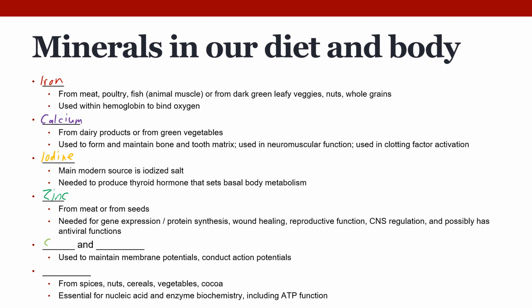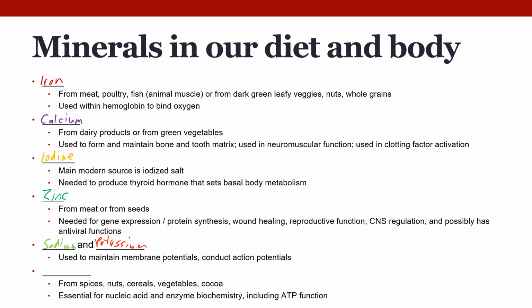We have sodium and potassium that serve opposite roles in maintaining membrane potentials. Sodium rushes in during an action potential, potassium rushes out. You remember all of that. Sodium obviously comes from table salt. Potassium, for some reason I didn't make notes here on what potassium comes from, so you'll have to look that up on your own.